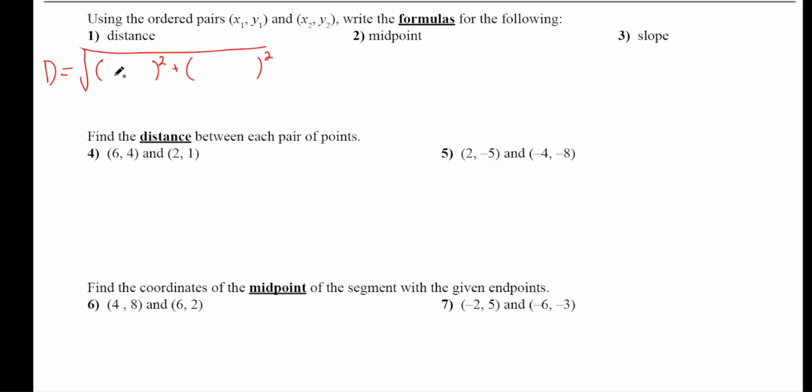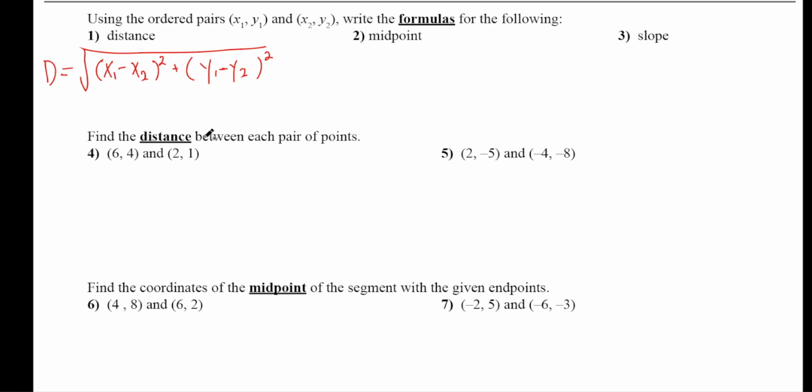What do I put inside of this right here? I do something with the x's. I subtract them, and it doesn't matter what order you put them in. I'll put x1 minus x2. You can put x2 minus x1. It does not matter. If I put the x's here, what do I put here? Put the y's here. And that's it. You've got to memorize that.